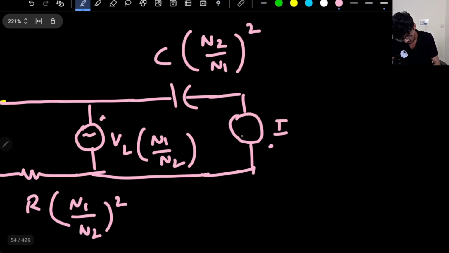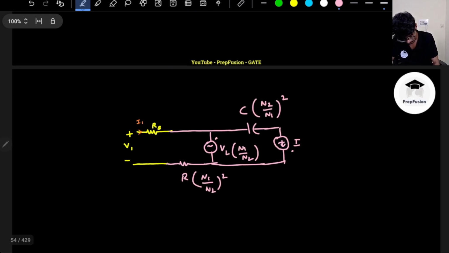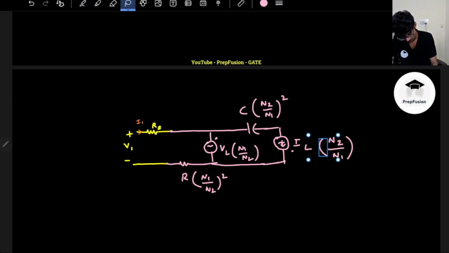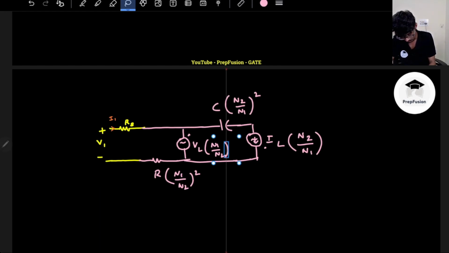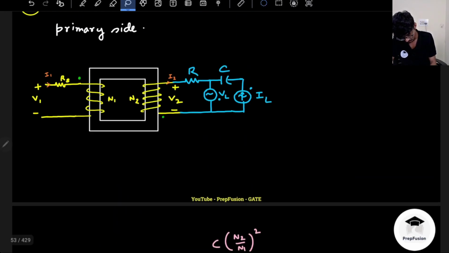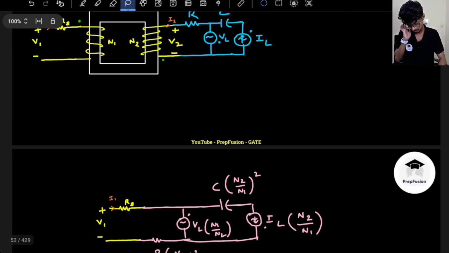So this will be IL, and of course the scaling factor will be n2 by n1. That's it basically. So that's how you will scale basically. So yeah, we are done with this.